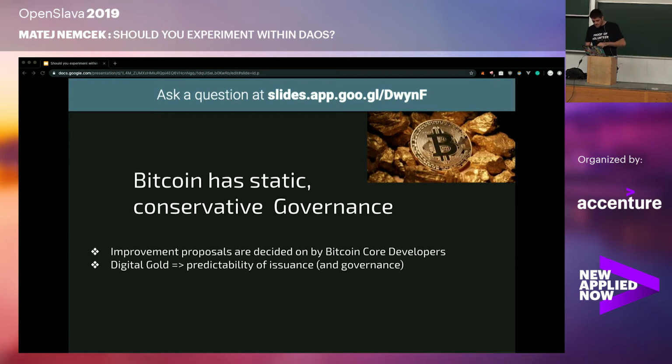As I said previously, Bitcoin is purely a form of DAO, but it has the problem of static and conservative governance, because the issuance of all Bitcoin is already known. There are various security questions raised, and actually the problem with Bitcoin is that there is a lack of a fee market, so it doesn't save it.